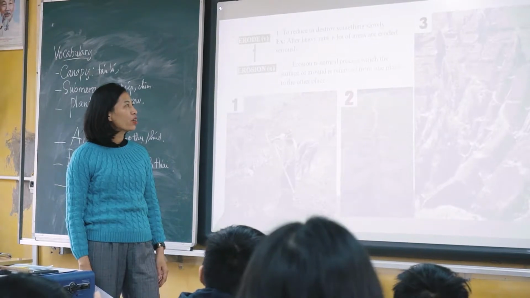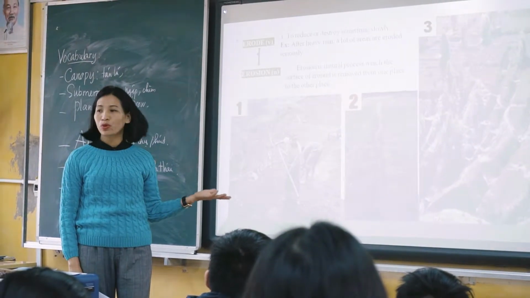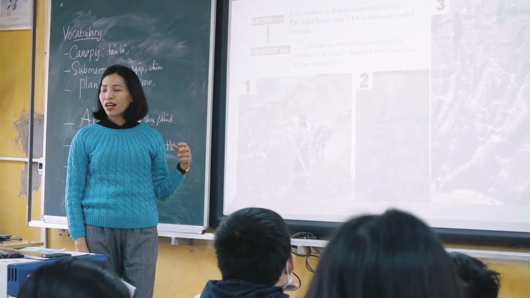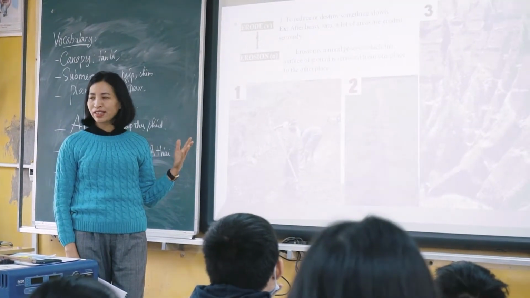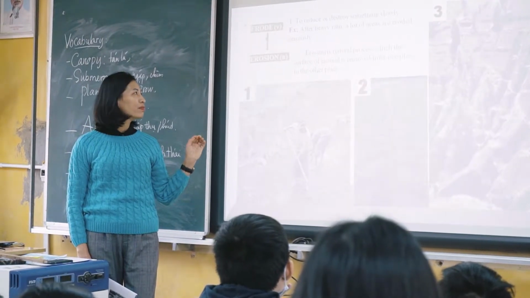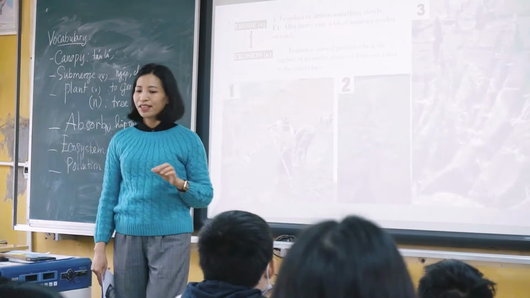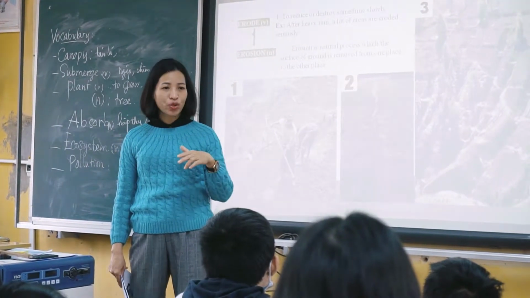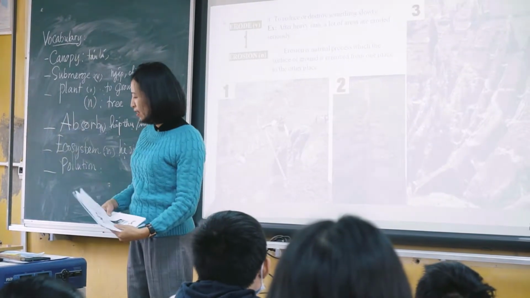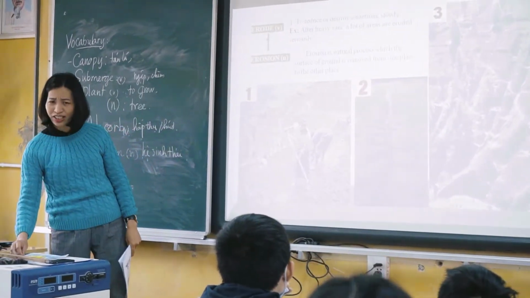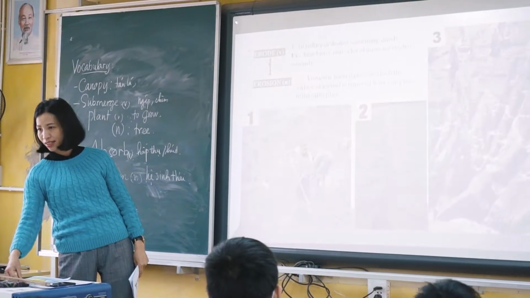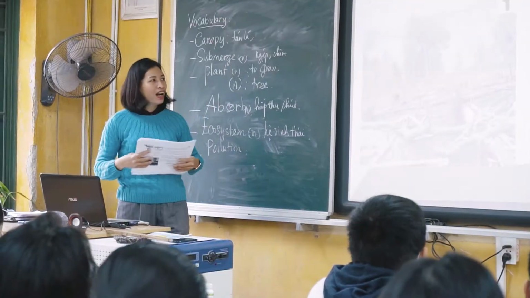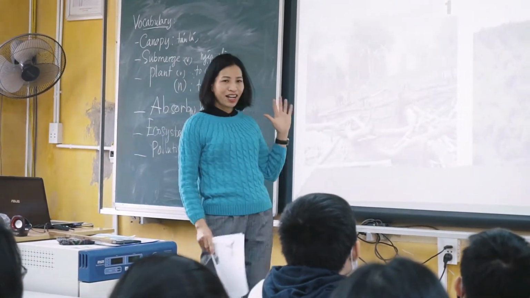And also erosion is a natural process, but many human activities can increase this, such as deforestation. Deforestation means people cut down trees. So deforestation, what does this mean? Deforestation in Vietnamese? Phá hủy thảm thực vật. Yes. Look at this picture.